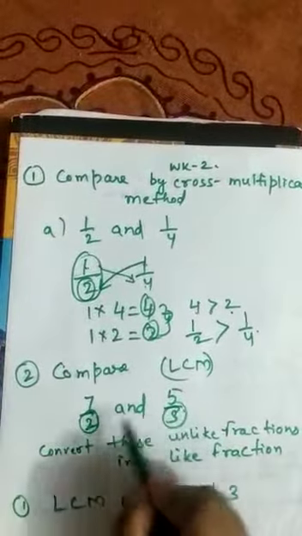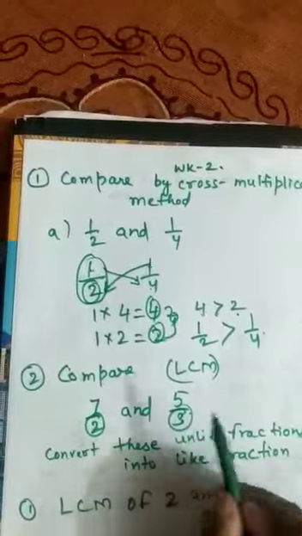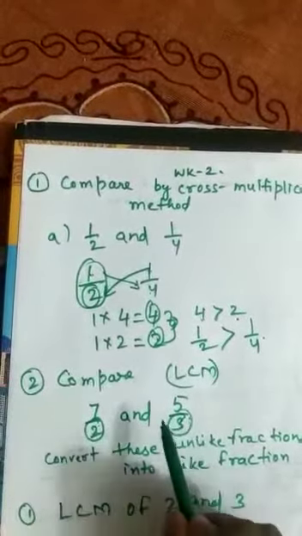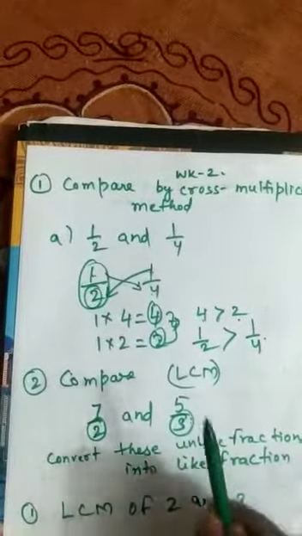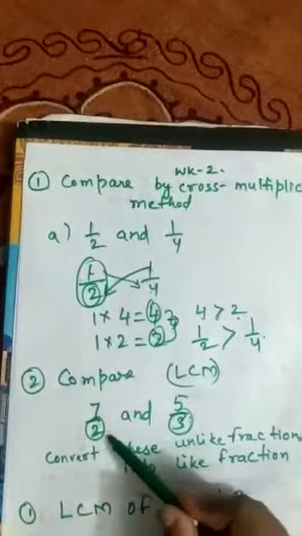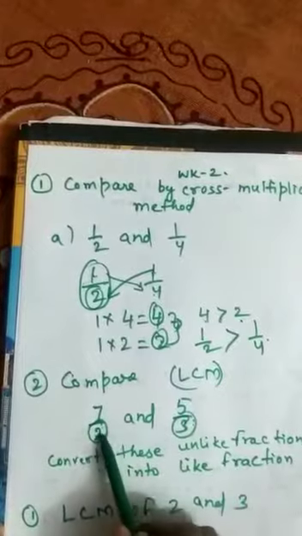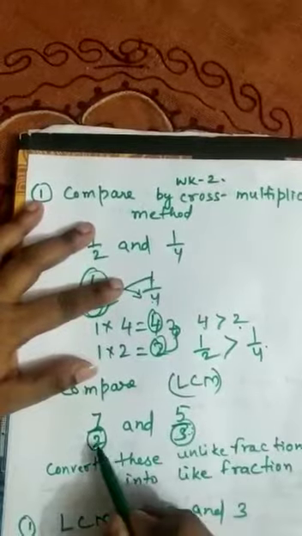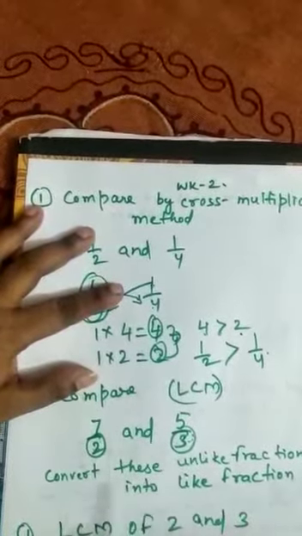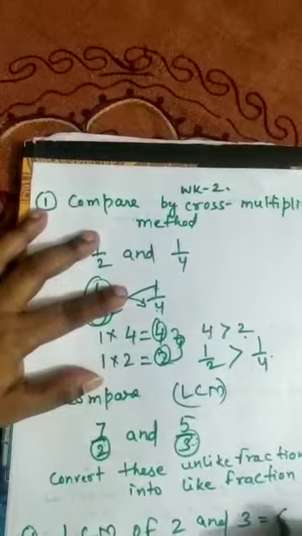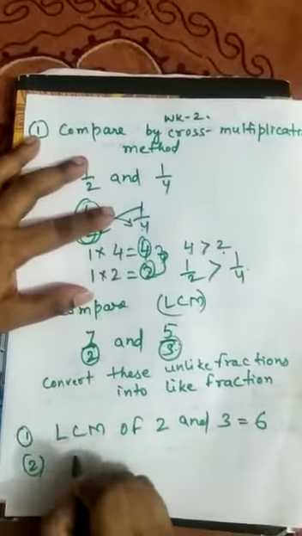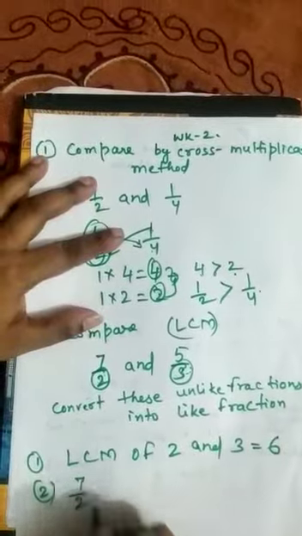Whenever we are comparing two unlike fractions, first we have to convert these two unlike fractions into like fractions. To convert unlike fractions into like fractions, we have to make these denominators the same, right? So how will we make these denominators the same? Firstly, we will take the LCM of 2 and 3. So what is the LCM of 2 and 3? It is 6, right?